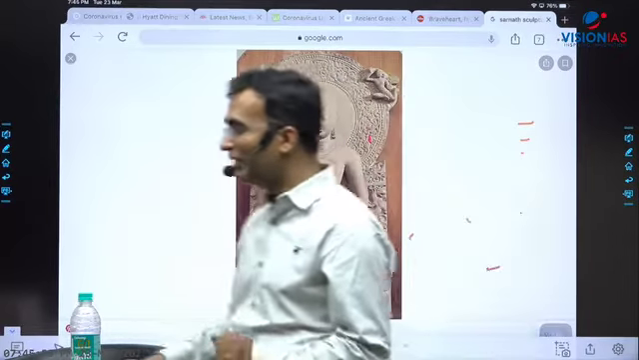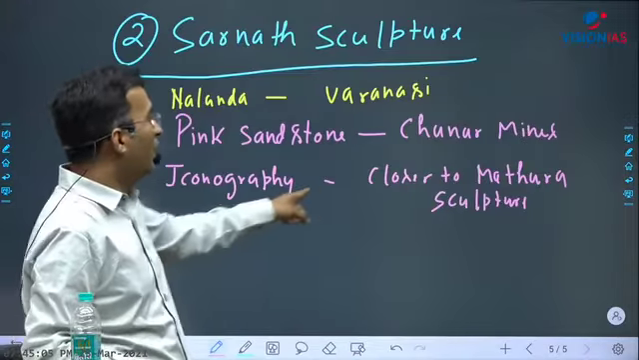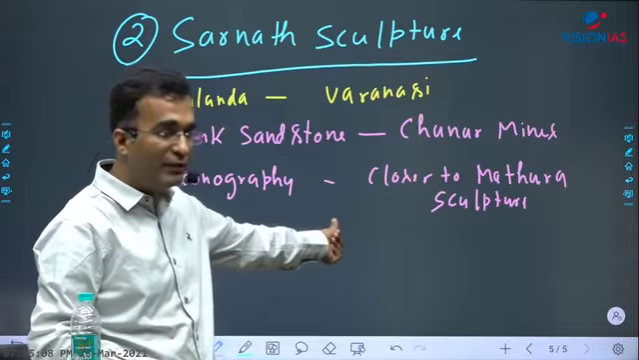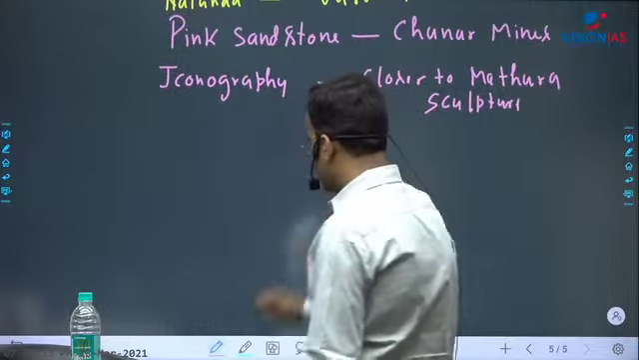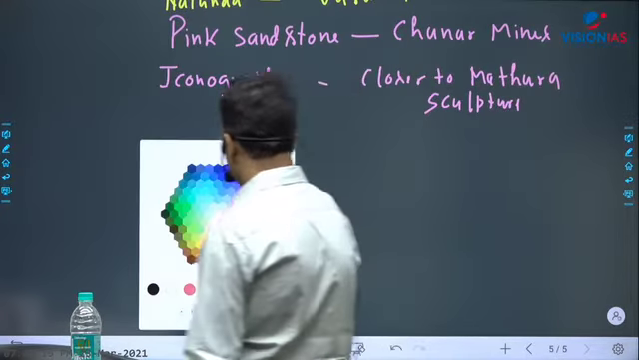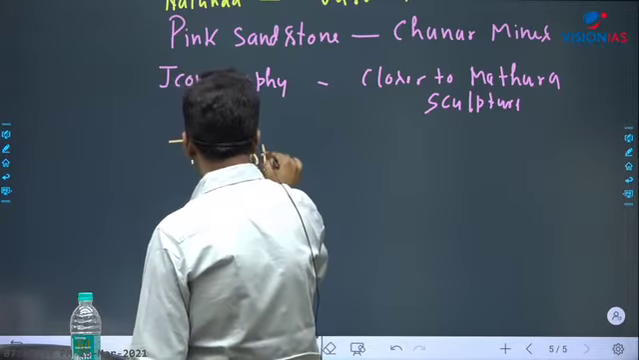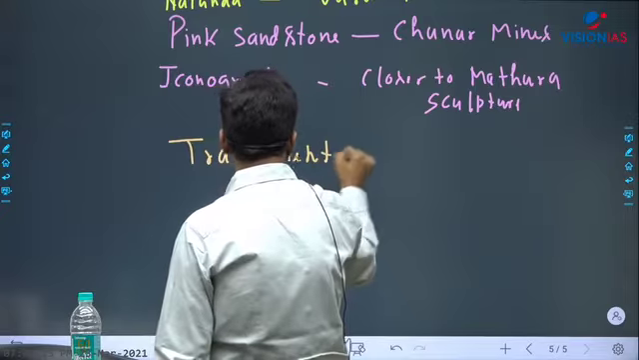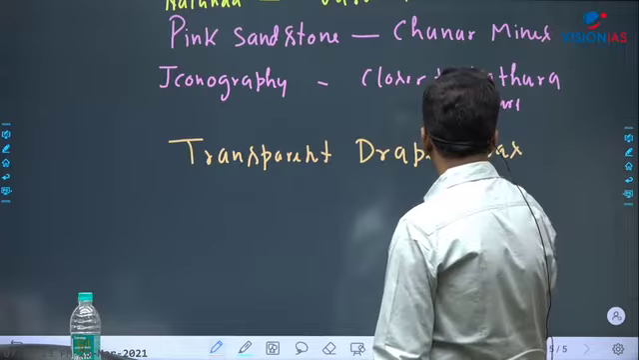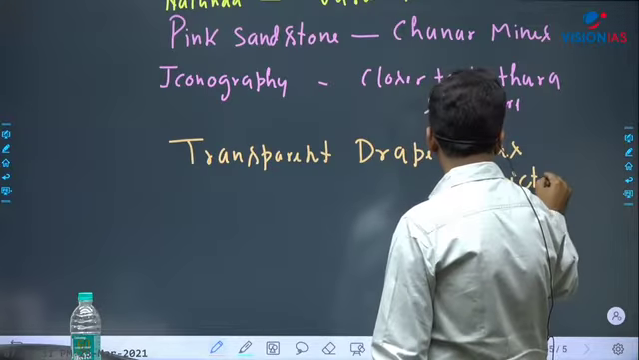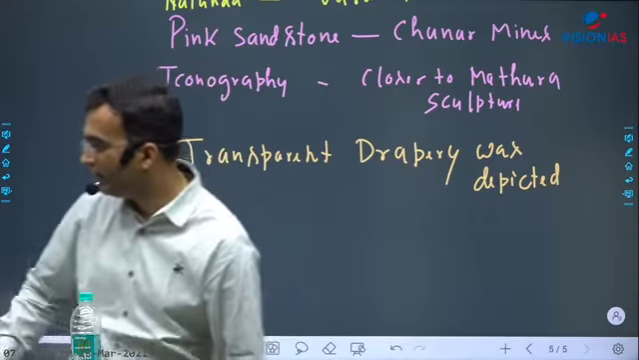Now let's get to writing. What were you writing? You were writing iconography, which are as follows. Then further you write that in Sarnath, transparent drapery was depicted.